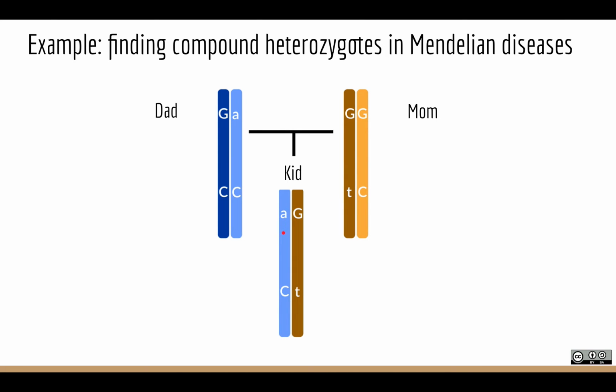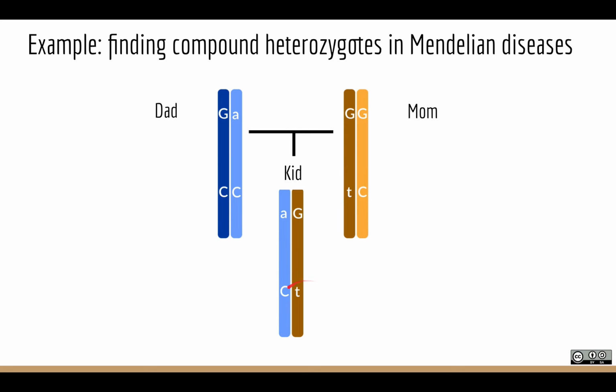then the kid is heterozygous at this site and at this site, but the deleterious allele exists on the two different haplotypes. So both copies of the gene are disrupted in this case. But we only know that by looking at multiple sites in the genome.